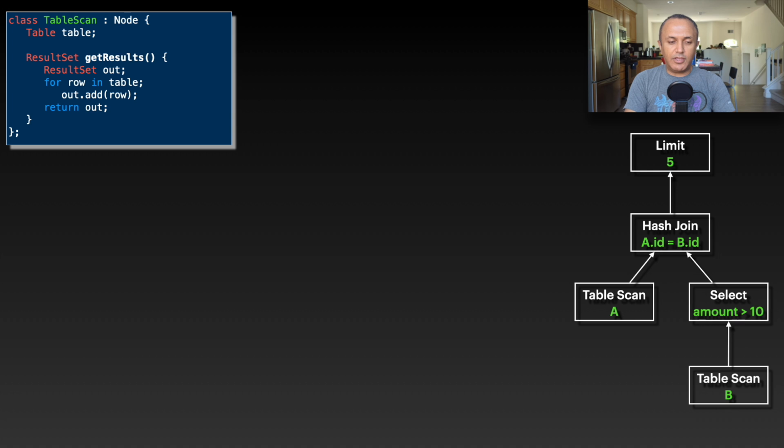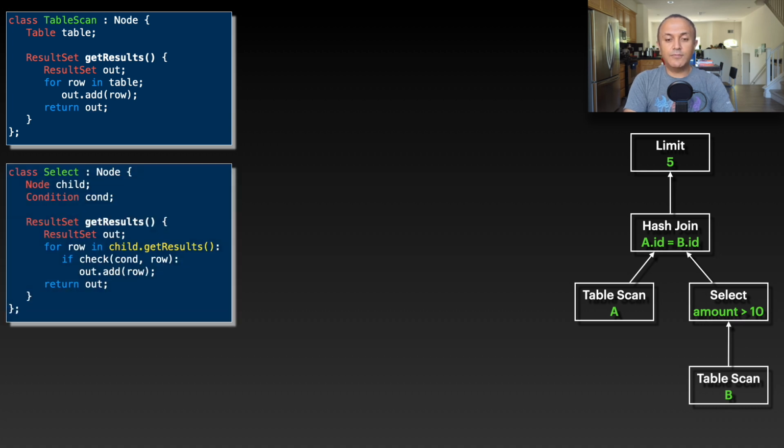Let's look at the next one. That's the select node. The select node is not a leaf node, so it has a child. That's why we have a child here. Again, it has the getResults function. For getResults to return its outputs, it needs to call getResults on the child first.